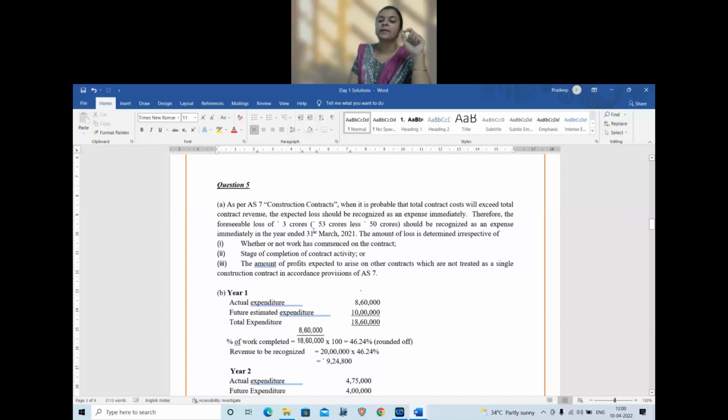Therefore, the foreseeable loss of 3 crores should be recognized immediately in the financial year, irrespective of whether the work has commenced or not, stage of completion, or the amount of profits expected to arise in the future. So whether work has started or not, we are not bothered. Whatever the stage of completion, 5%, 10%, 20%, we are not bothered. Whether in the future it will result in profits, we are not bothered. So irrespective, the 3 crores loss needs to be recognized in the books.